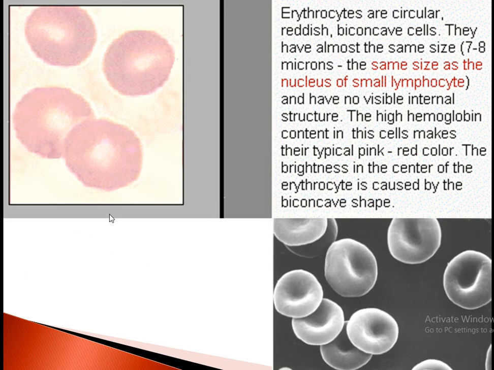Then we have the mature erythrocytes, which are circular, reddish, biconcave, having a size of 7.8 microns and no visible internal structure. The hemoglobin content in these cells makes their typical pink-red color. The brightness in the center of the erythrocyte is caused by the biconcave shape.